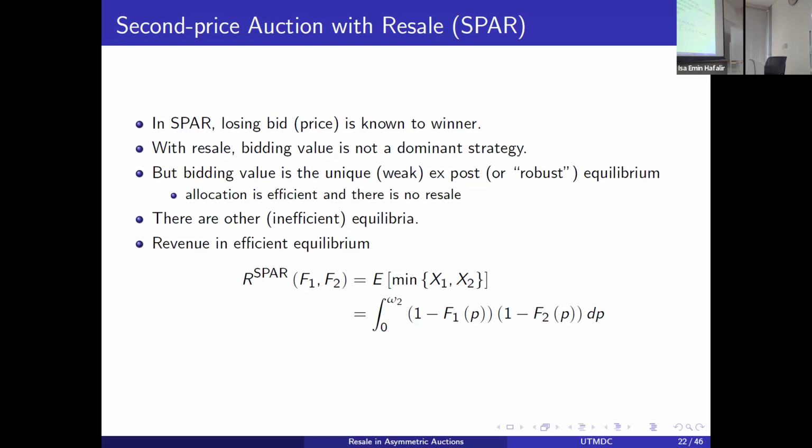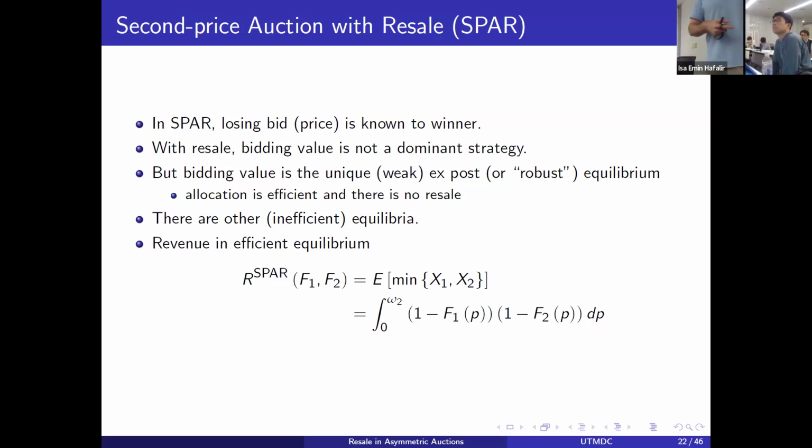As I mentioned earlier, it is no longer a dominant strategy to bid the value. But what we can show is that bidding the value is an equilibrium for all value distributions. There is this discussion about ex post equilibrium, weak ex post equilibrium, and a less known robust equilibrium, not in the robust mechanism design sense, but a robust equilibrium definition by Tillman Börgers. Bidding the value satisfies those requirements, and no other strategy does. So it is the unique robust equilibrium, though not a unique dominant strategy equilibrium.